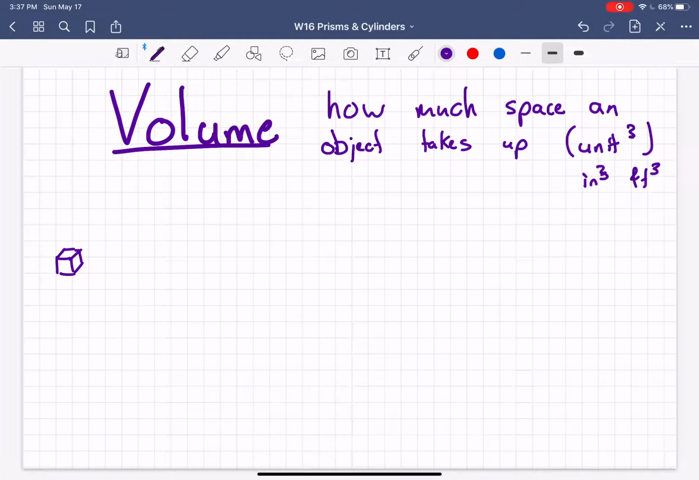We're going to have a couple of volume equations here. I will post some notes at the end of this, which are all the formulas for all the shapes we're going to do in this unit. But for the first part, we're just going to talk about how to think about the volume of a cylinder or prism.